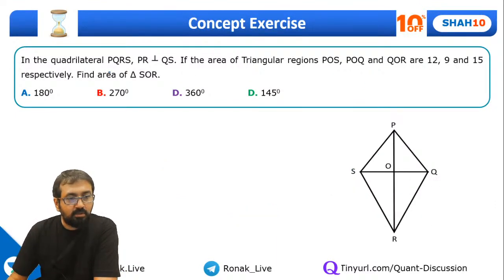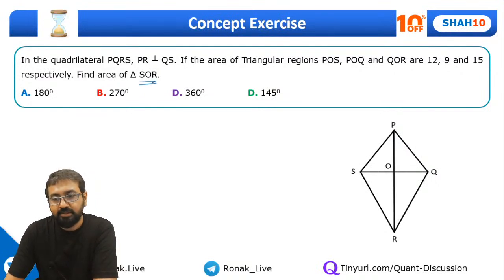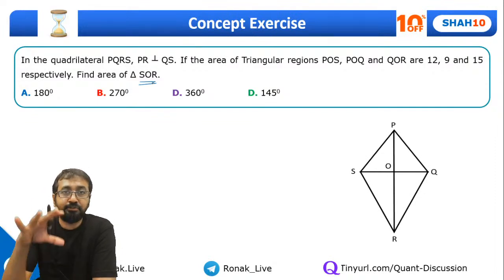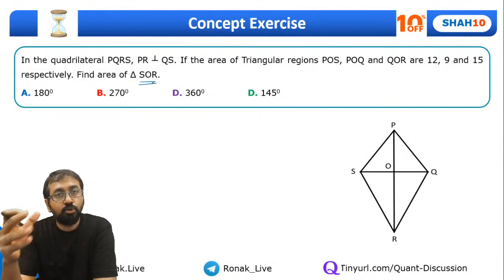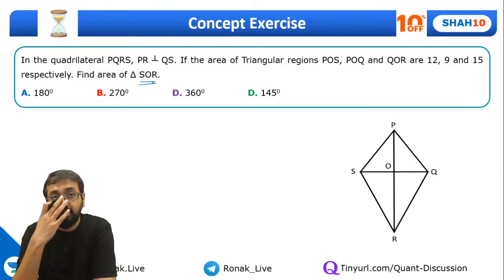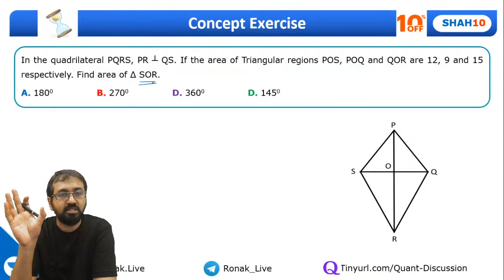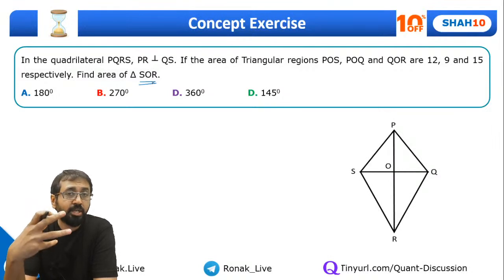So guys, you are given a quadrilateral and the areas of the triangular regions POS, POQ, QOR and so forth. These areas are given and you need to find the area of SOR. So how will you do it? Quickly tell me. Just for your information, today it's the first session of quadrilateral. Tomorrow we are going to have one more session on quadrilateral in which we'll be just practicing questions. And when we practice questions, of course, I include those CAT previous year questions, right?